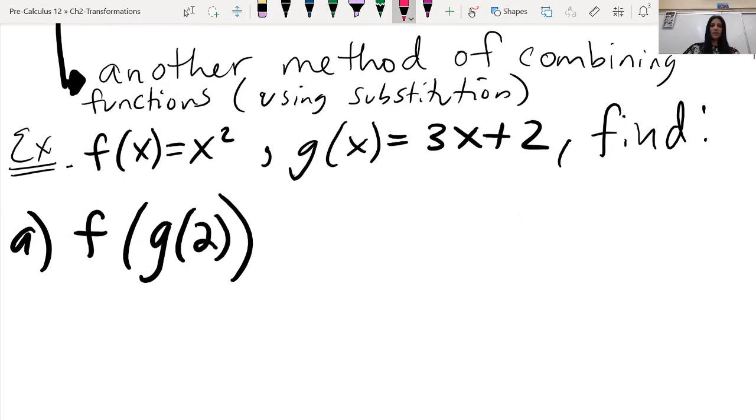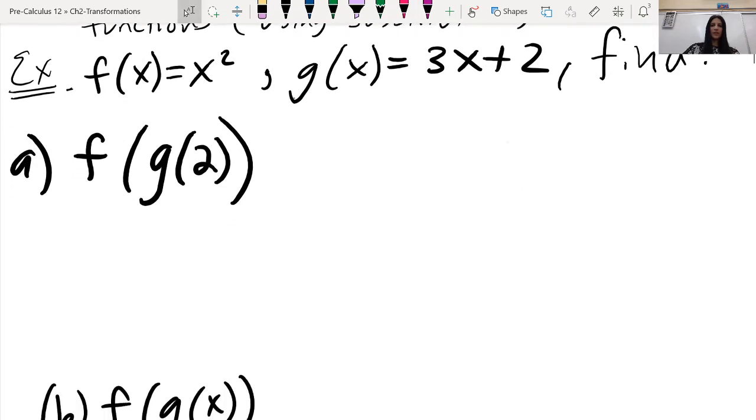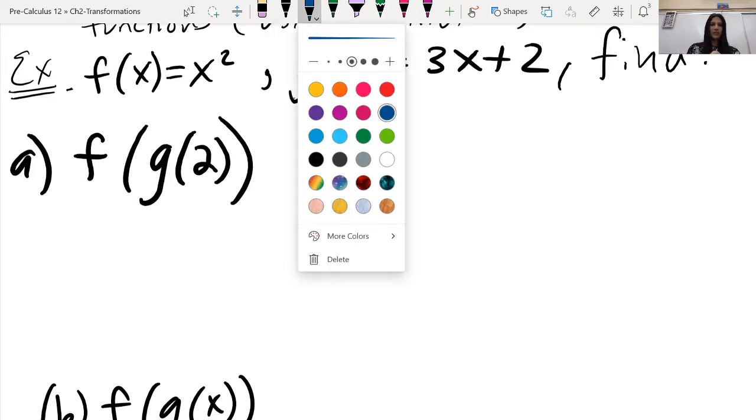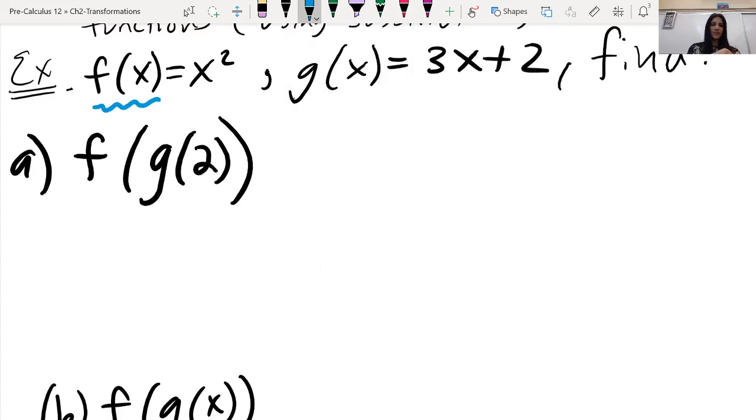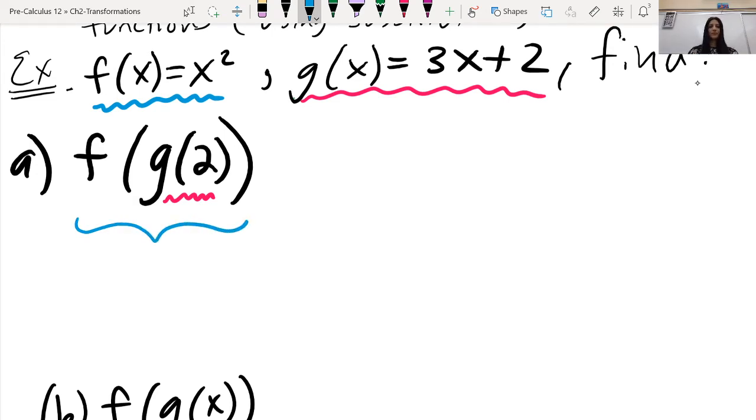Okay, so if we scroll up and take a look at our first example here, it says if f of x is x squared and g of x is 3x plus 2, then find f of g of 2. Now, again, just to make it a bit easier, hopefully, to work with, I am going to assign colors to these. So I'm going to underline this one in blue, and I'm going to underline this one in pink, so that we can keep track of what we've got going on here. So basically, we're going to figure out what g of 2 is first, and then we're going to substitute that into the larger function, which is f of x.